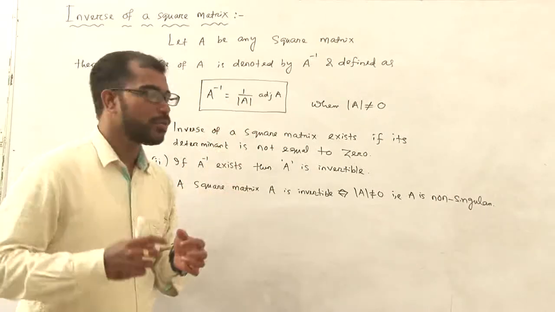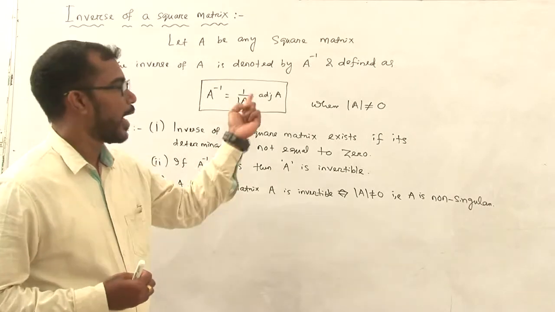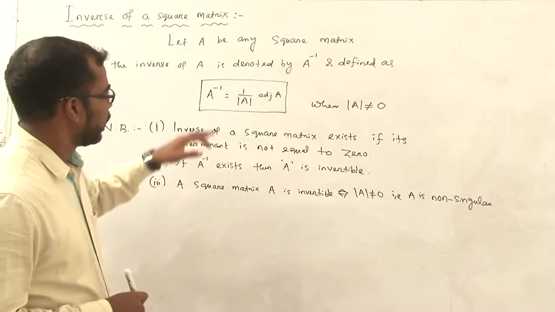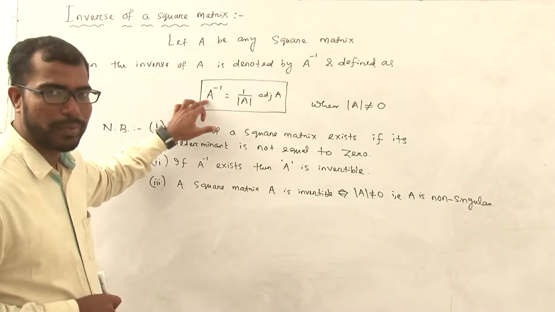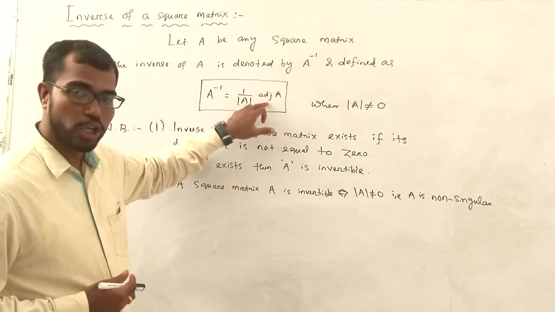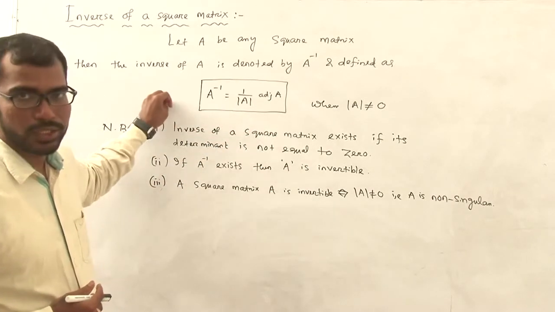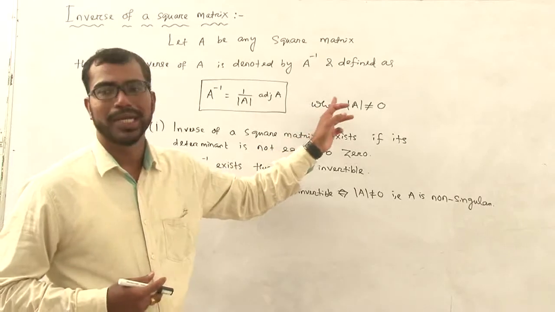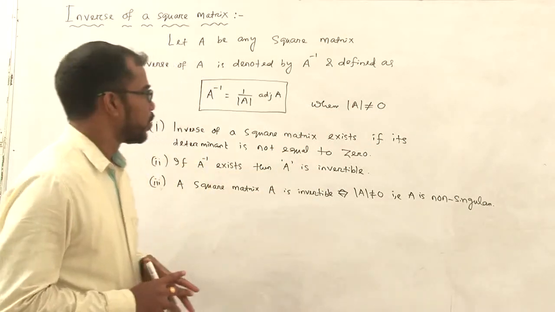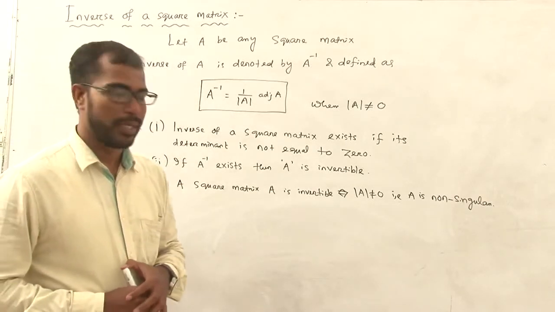In the previous class we discussed how to evaluate the adjoint of a square matrix. So to find the inverse of A, we first calculate the adjoint of A and the determinant of A. But here is the condition: the determinant of A is not equal to 0. So this is the formula to evaluate the inverse of a square matrix.